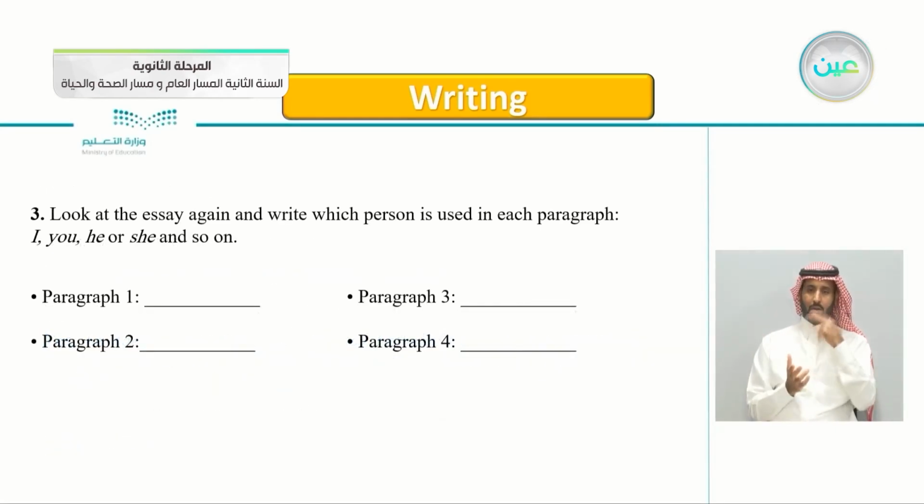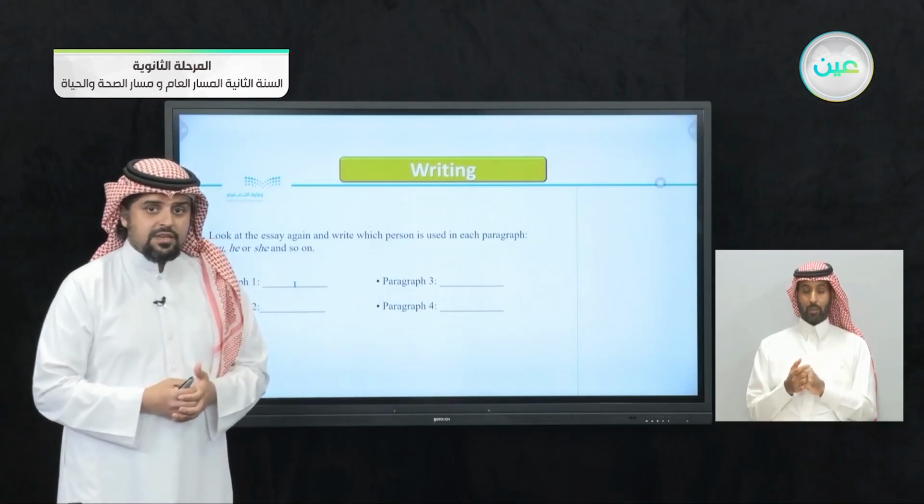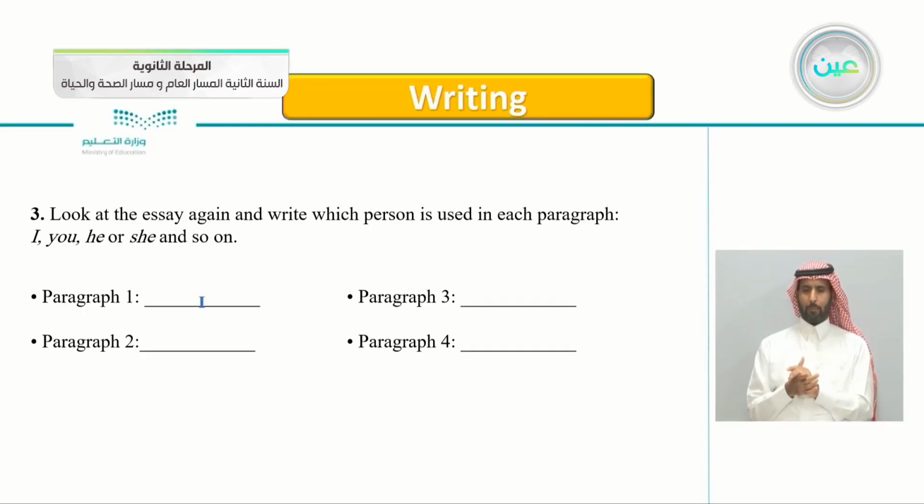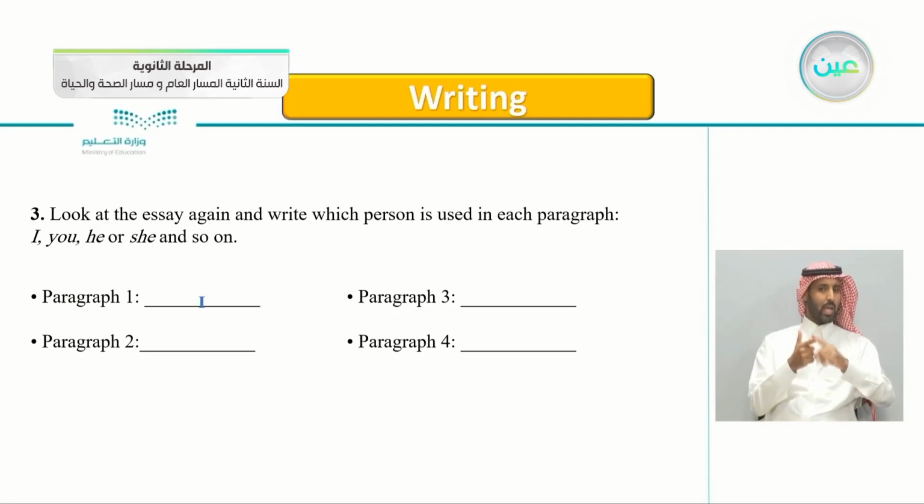Look at the essay again and write which person is used in each paragraph: I, you, he or she, and so on. Of course, we have 4 paragraphs. The first paragraph used the I. He's referring to himself. He said I. This is the first paragraph. What about the second paragraph?